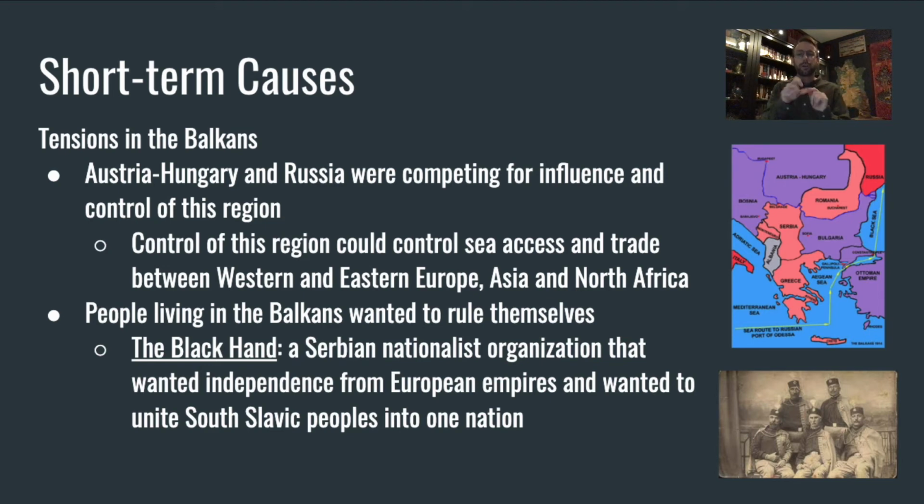They wanted all those Slavic people, like them, to be one nation without outside influence. Now, we can say nationalist organization, but where we're going to get next, they were also a bit of a terrorist organization as well. And so we're going to see what steps they took to make sure that they got their sense of nationalism rather than imperialism coming over to dominate them.